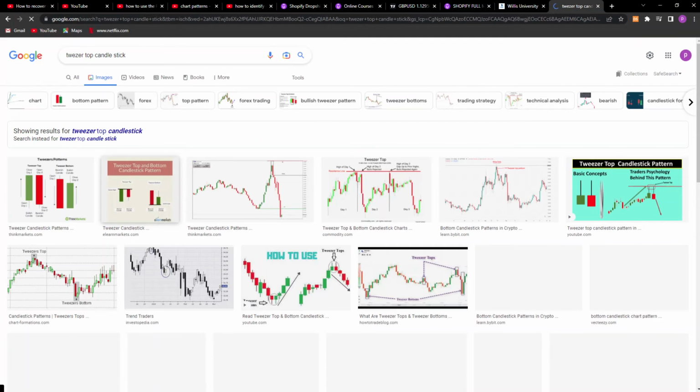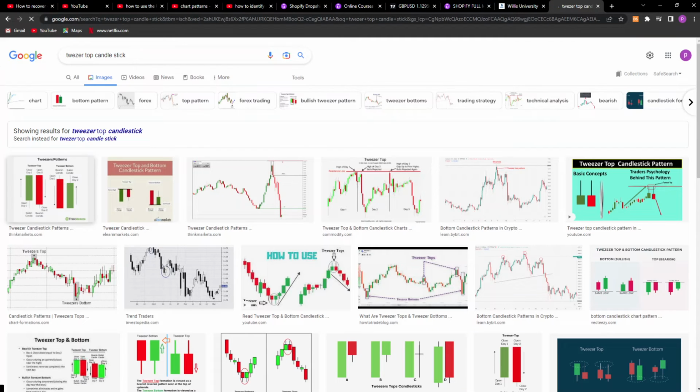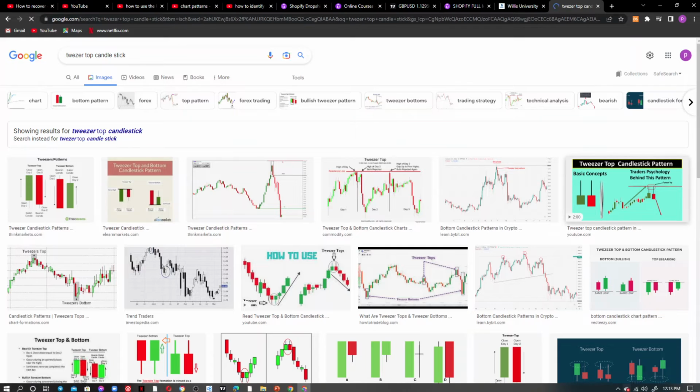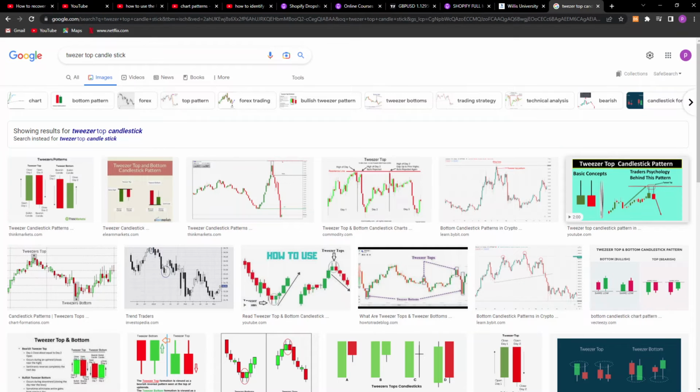Look at this. Have you seen the tweezer top? I want to show you the trader psychology behind this pattern. Anytime price gives this double top, a bullish candle with a wick and a bearish candle with a wick, and they're equal, price will always fall down.